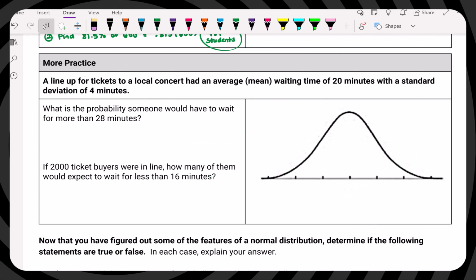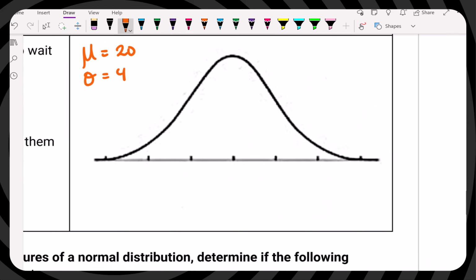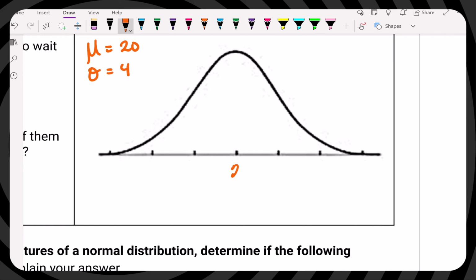Okay, let's take a look at the second example here. We have a lineup for tickets to a local concert, has an average waiting time of 20 minutes and a standard deviation of 4. So that is enough information for me to label the mean and the standard deviations.